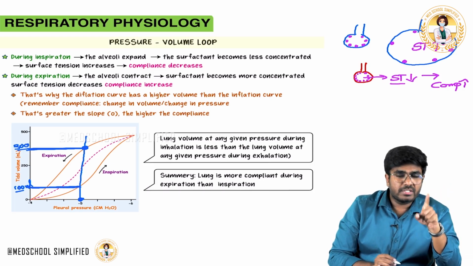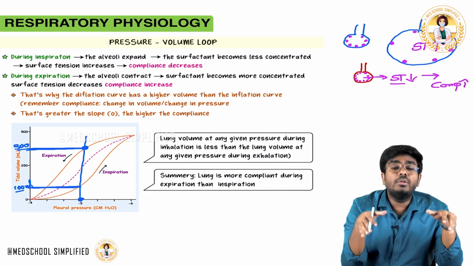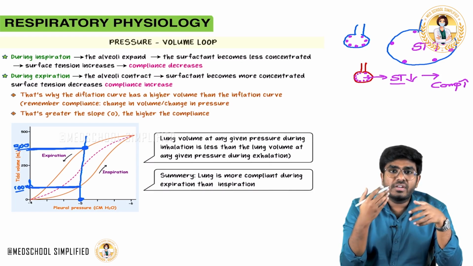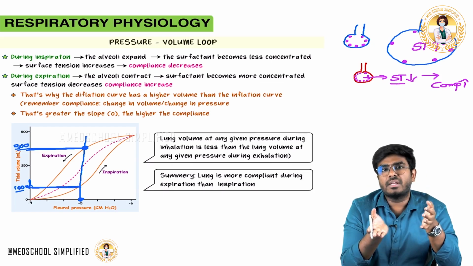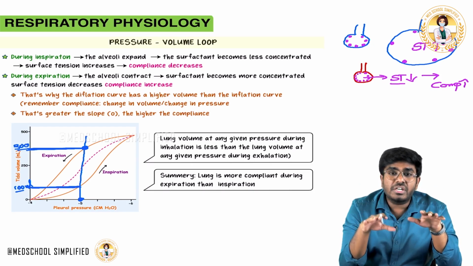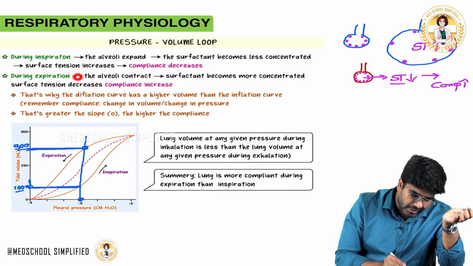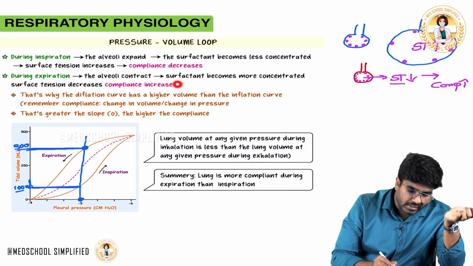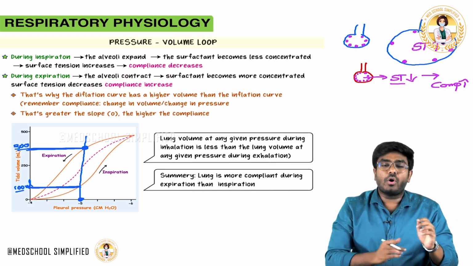I have explained to you. During inspiration, surface tension inside the lung increases because the surfactant molecules are diluted, so when surface tension increases, compliance automatically decreases. The opposite is true during expiration: the alveoli are collapsing, surfactant molecules come closer to each other, so surface tension decreases and compliance increases. That is what I have written here: during expiration, alveoli are contracting, surfactant becomes more concentrated, surface tension decreases, compliance increases. So this is what I want you to know regarding the pressure volume loop.